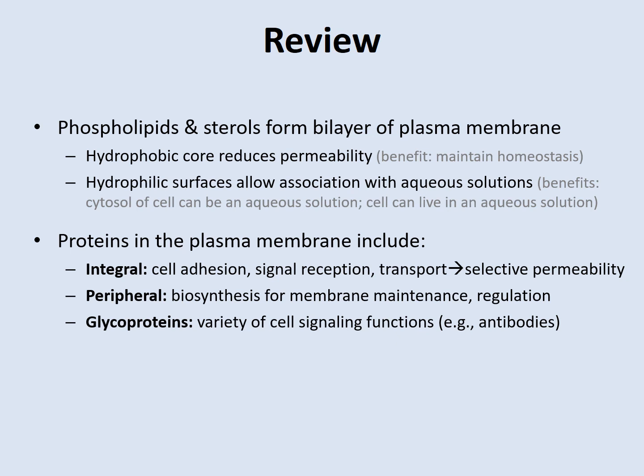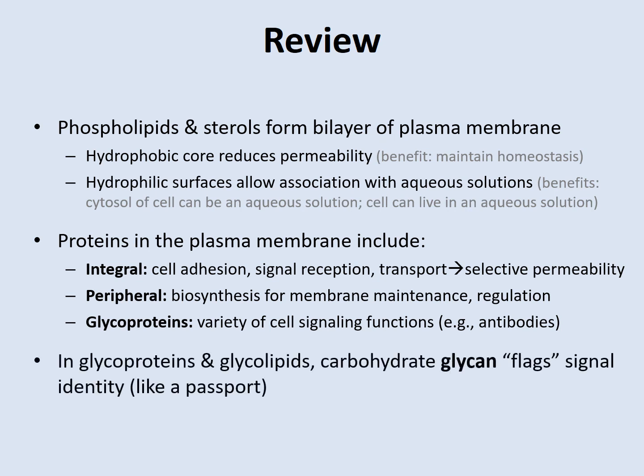You learned about 3 types of plasma membrane proteins: integral, peripheral, and glycoproteins, each with their own important functions. And you learned about carbohydrate glycan signaling flags that are attached to proteins or lipids in the plasma membrane. And you learned about the function of these glycans, which is signaling identity and conveying information.